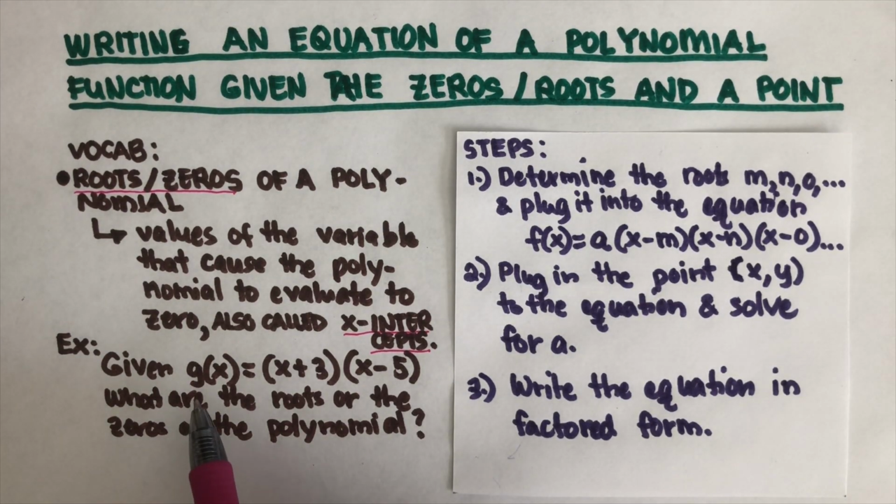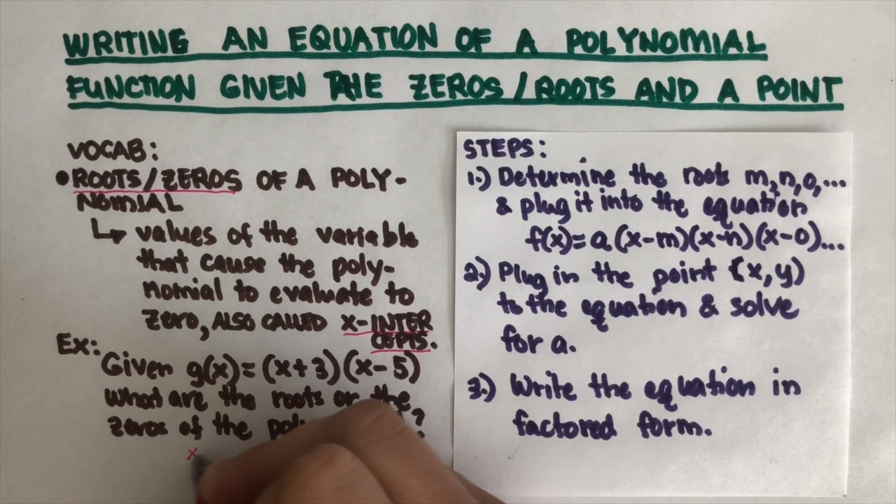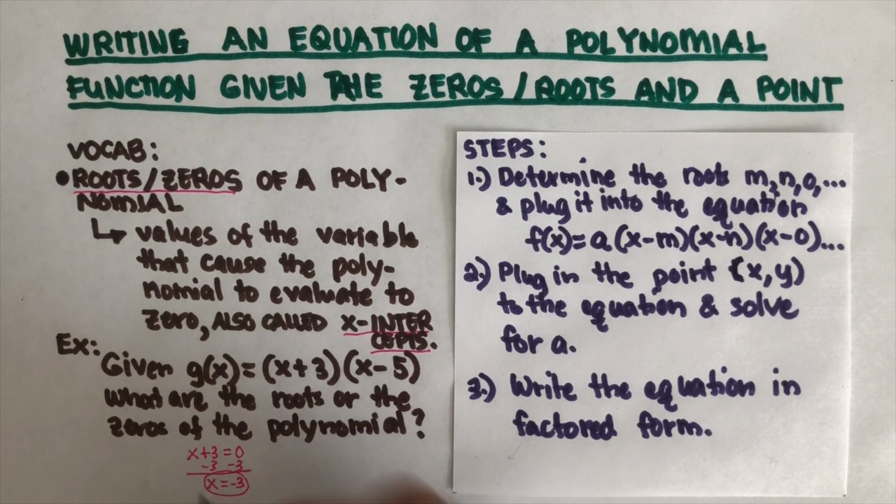First we have g of x equals (x plus 3)(x minus 5). What are the roots or the zeros of the polynomial? All we need to do is use the zero product property. So x plus 3 equals 0, subtract 3 from both sides, so the first zero is x equals negative 3.